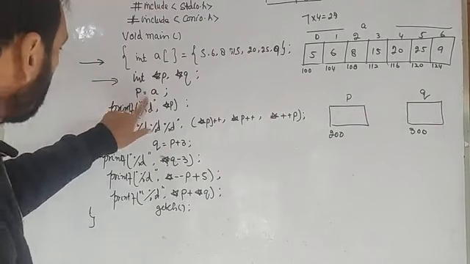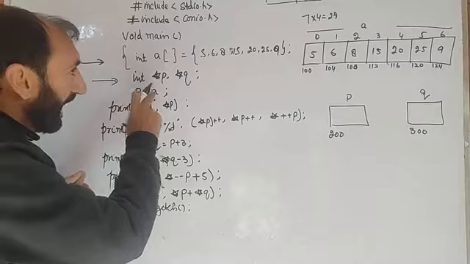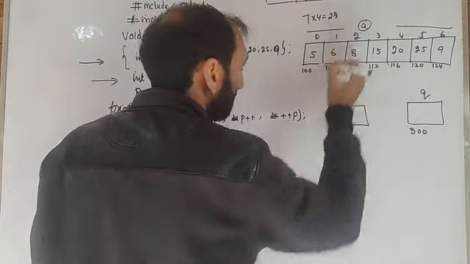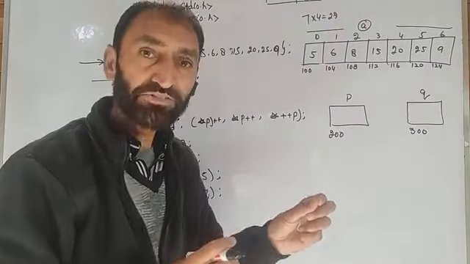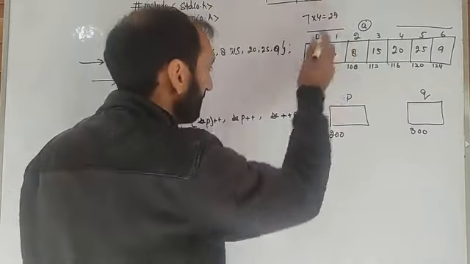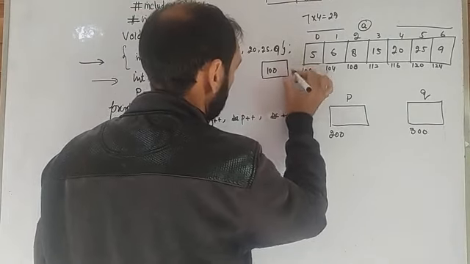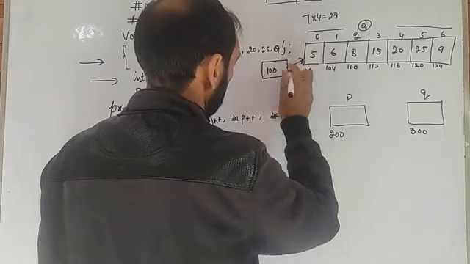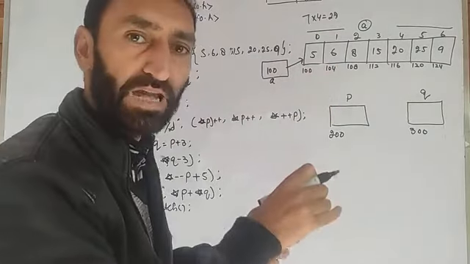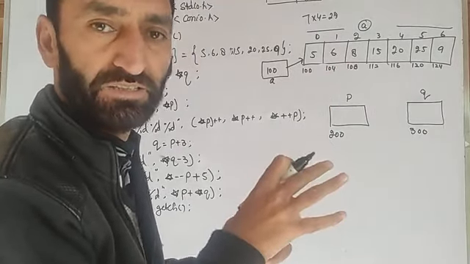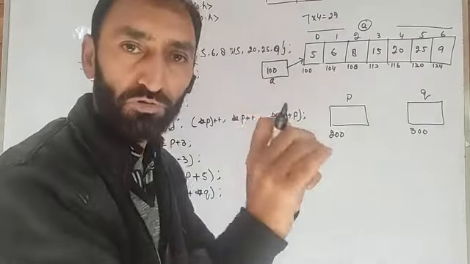Okay. P equal to A. That means here I am going to initialize P. P equal to A. Actually, what is A? A is the name of the array. Because A is the name, it is an internal pointer. Actually, A contains the address of the first byte. Name of the array itself contains the address of the first byte, so it is also called an internal pointer.